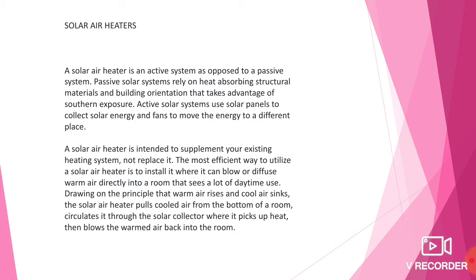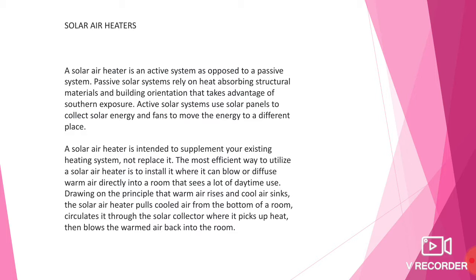has an important place among solar heat collectors. It can be used as a subsystem in many systems meant for the utilization of solar energy. It is intended to supplement your existing heating system, not replace it. The most efficient way to utilize a solar air heater is to install it where it can blow or diffuse warm air directly into a room that sees a lot of daytime use.